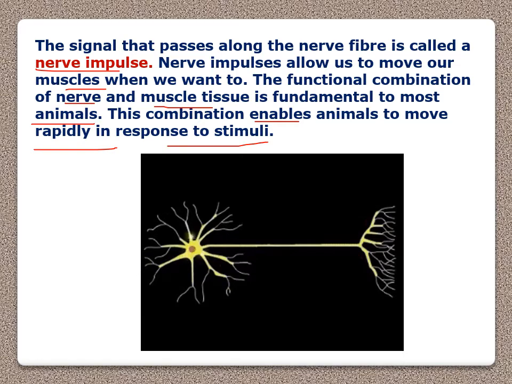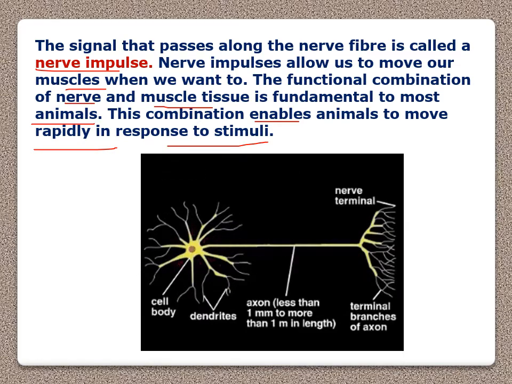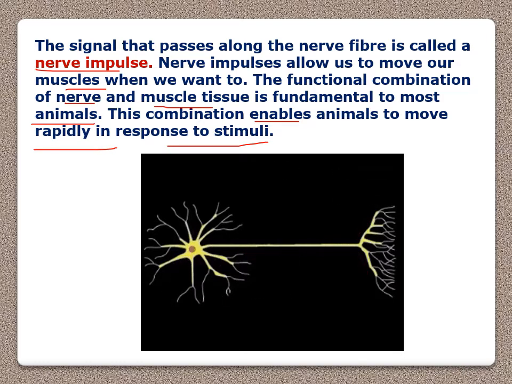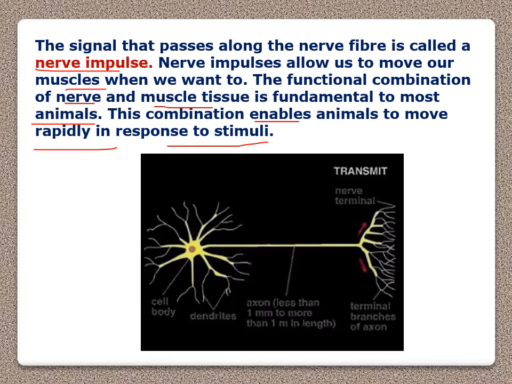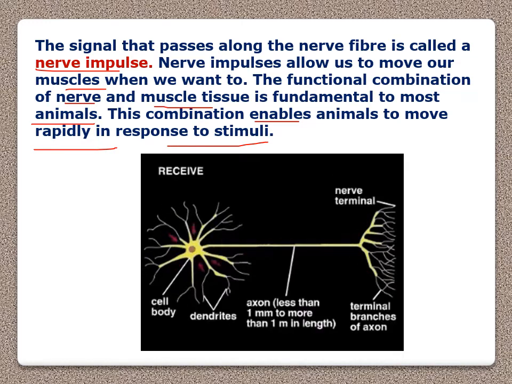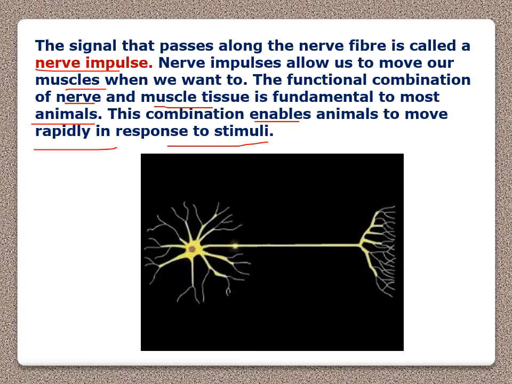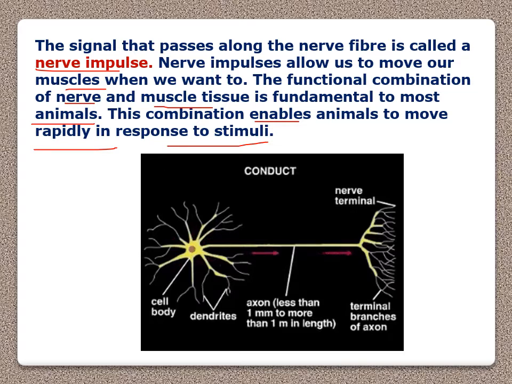How are they connected? Any stimulus, any change in the environment, will be received by the receptors in nerve cells, and then the message will pass to the brain, and then the brain will order the muscles to contract or to relax or to move. So this is the functional combination of nerve and muscle tissue, as I told you. This is fundamental to animals to move their body parts.